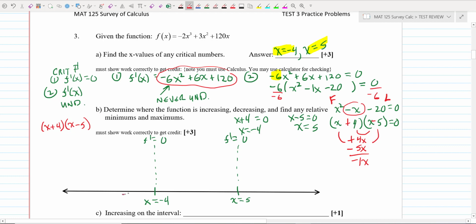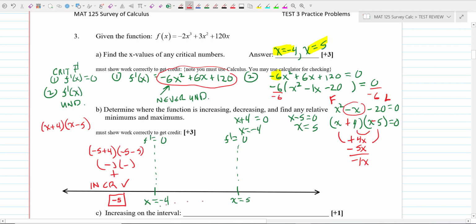Okay, so what I'm going to do is plug in. I'm going to pick a test point to the left of -4. Let's go with -5. So that would be -5 plus 4 times -5 minus 5. That is a negative times a negative. That's a positive, which means the function is going to increase.